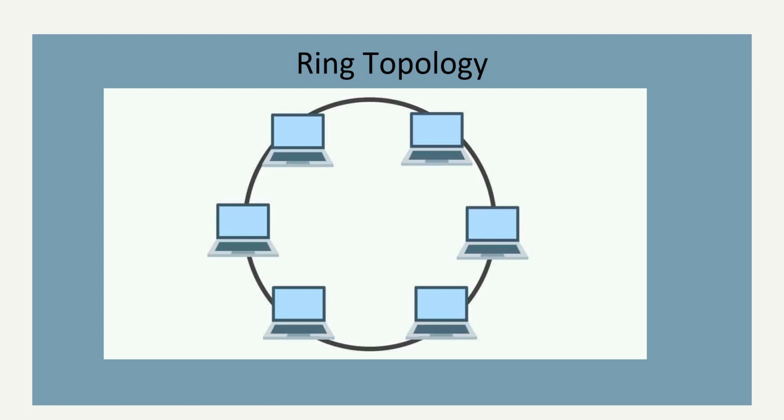A node can transmit data only if it has the token. After transmitting data, the node passes the token to the next node. When a node receives data, it checks whether the data belongs to it. If the data is not intended for it, it passes the data to the next node.